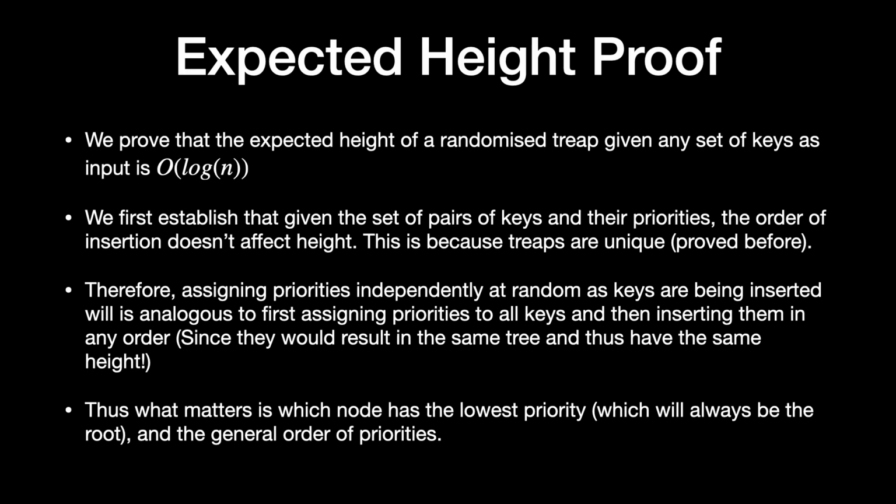If you may recall, given any set of pairs of keys along with their priorities, there's only one arrangement of treap that can be formed. So the insertion order doesn't really matter, right? That is why this statement is true. The second thing that I would like to establish is that it doesn't matter when we are assigning priorities. What we are doing is, during insertion, we are first assigning a priority to a key, and then we are inserting into the tree, and then we are balancing.